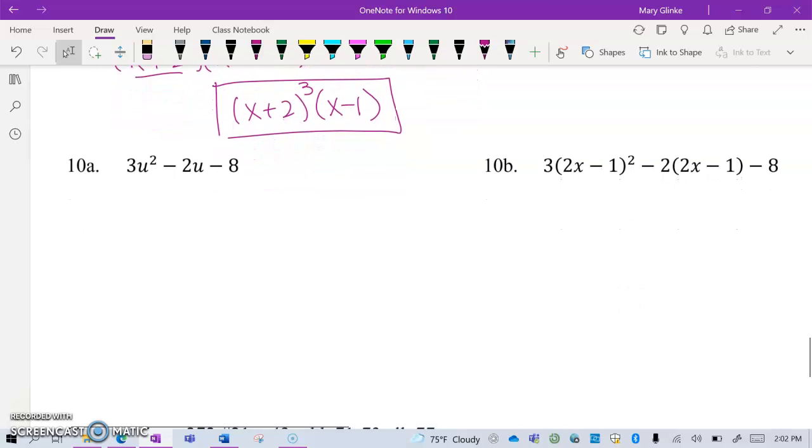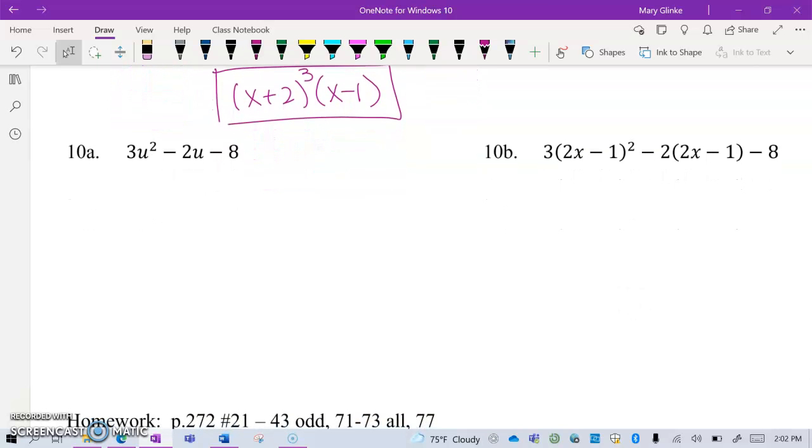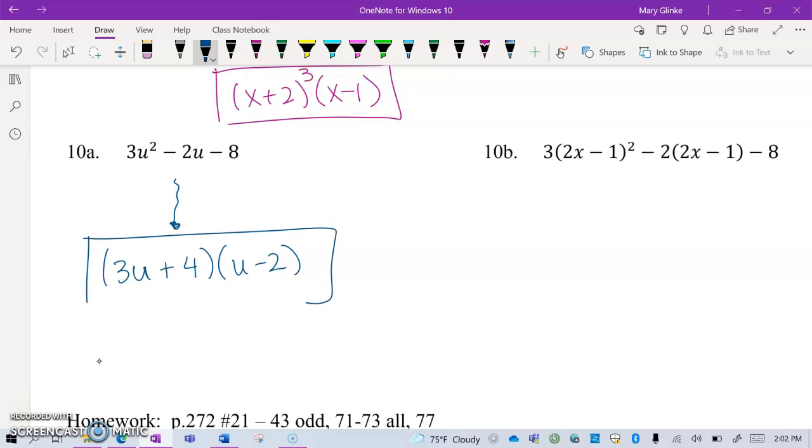So now I want you to take a look at 10a and 10b. For 10a, this is more like what you've seen before. You're looking for what multiplies to get negative 8 and adds to get negative 2. And you go through your whole factoring process, and we should get 3u plus 4 and u minus 2. Okay, so that's from before. If that's a struggle, come and see me. We should probably talk about that factoring, okay? So we get to this point here, and that would be our final answer.